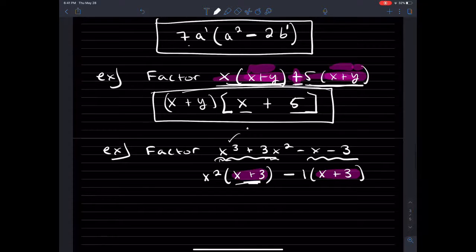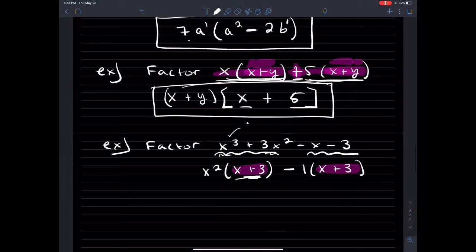So now it's just like the previous example. I have an x plus 3 in common to both of those groups. And I factor out an x plus 3, I'm left with an x squared. I factored out an x plus 3 minus 1. Okay? Like I said, here to here gives me this. x plus 3 minus that gives me this.